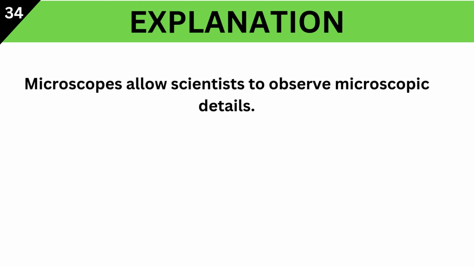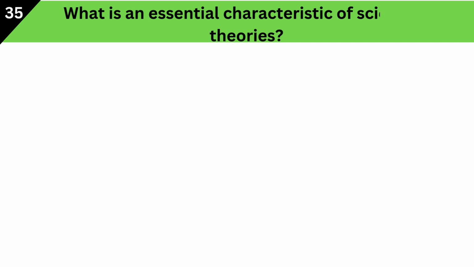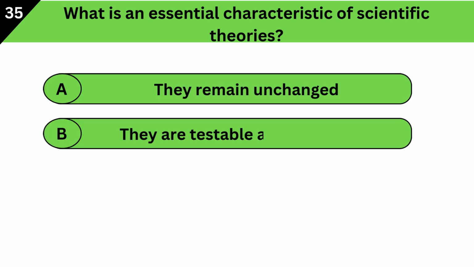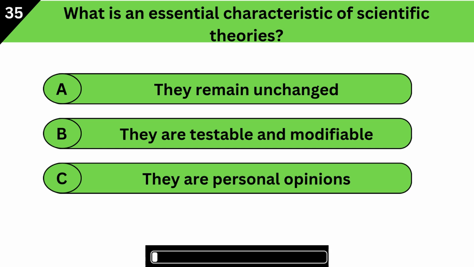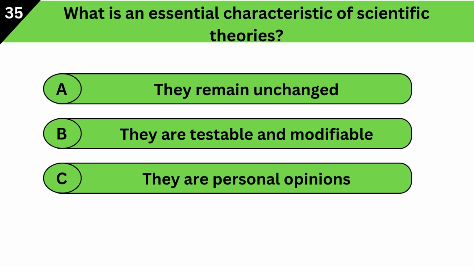Explanation. Microscopes allow scientists to observe microscopic details. What is an essential characteristic of scientific theories? Option A. They remain unchanged. Option B. They are testable and modifiable. Option C. They are personal opinions.